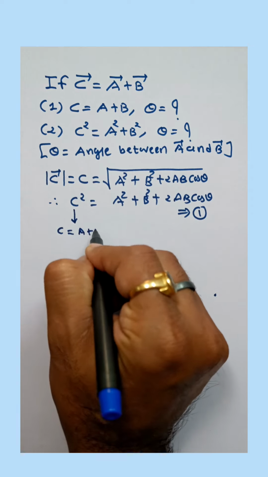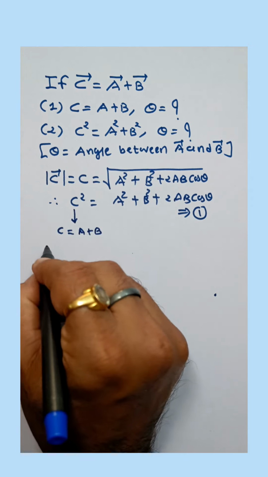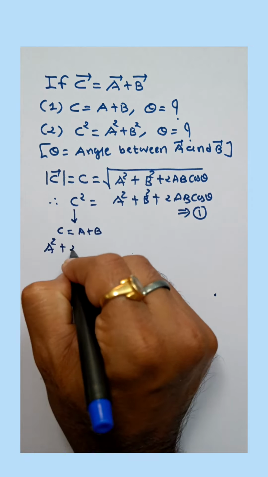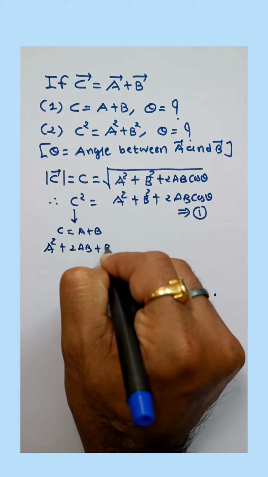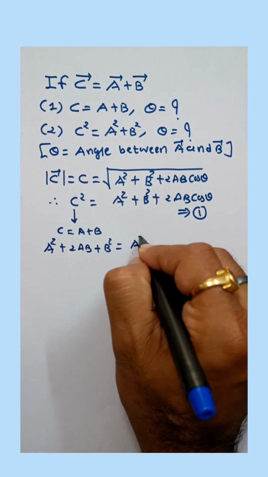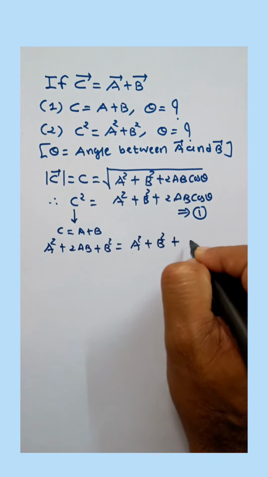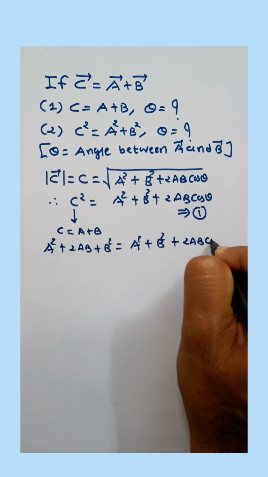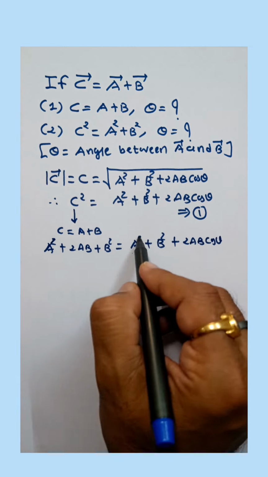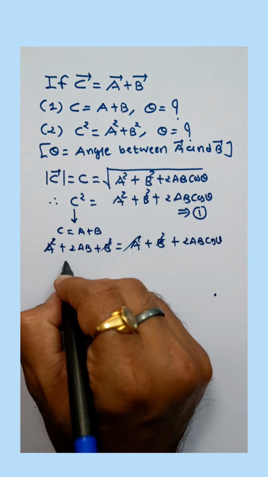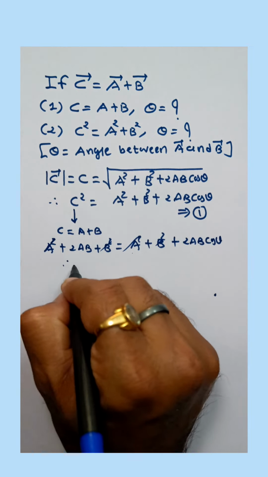C is equal to A plus B. So (A plus B) whole square, that is A square plus 2AB plus B square, is equal to A square plus B square plus 2AB cos theta. Here A square, B square cancel. 2AB cos theta is equal to 2AB.